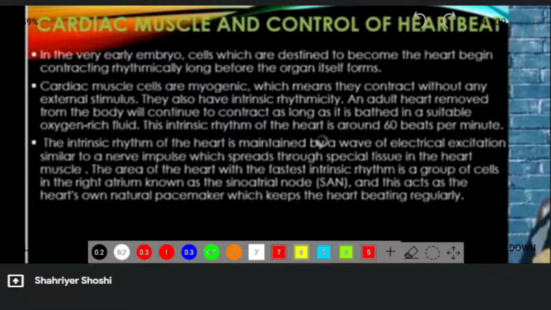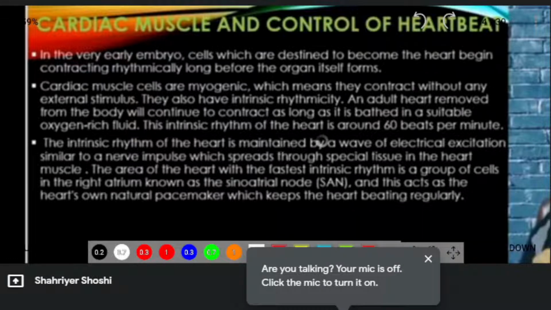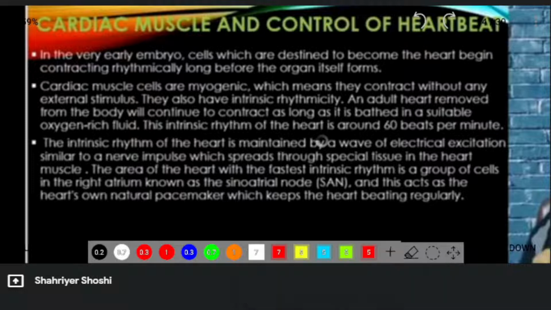Yes. This fluid actually has two things to maintain. Have you read hypotonic, hypertonic and isotonic? Yes. So the solution must be isotonic. The water potential or the solute potential should not be greater than that of the tissues. It should be equal to that of the tissues. That's one. And the second is the fluid must be oxygen rich. These are the two criteria you need to store an adult heart for about 72 hours. Because a heart can survive outside the body for about 72 hours.